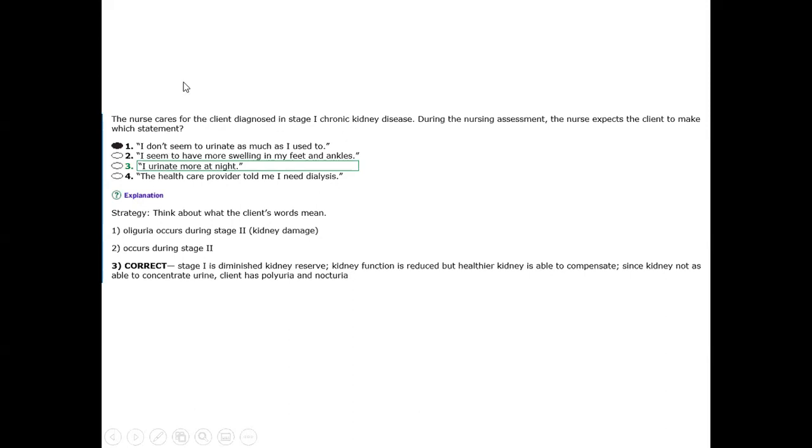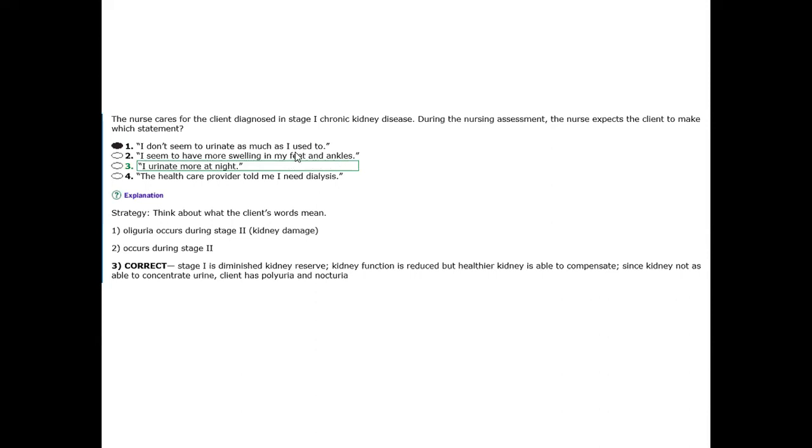So which complaint or sign and symptom can a patient with stage 1 chronic kidney disease come and tell the RN? Number 1, I do not seem to urinate as much as I used to. So it means the patient has anuria or scanty urine, but it is not a sign of stage 1 chronic kidney disease. Number 2, I seem to have more swelling in my feet and ankles.